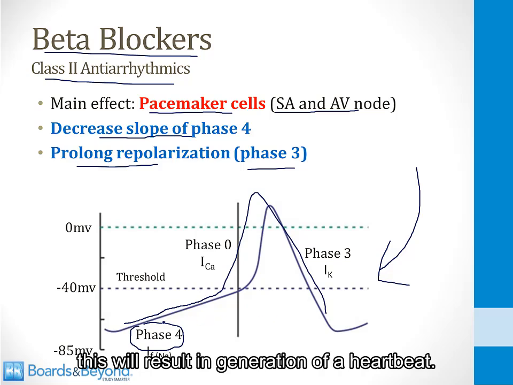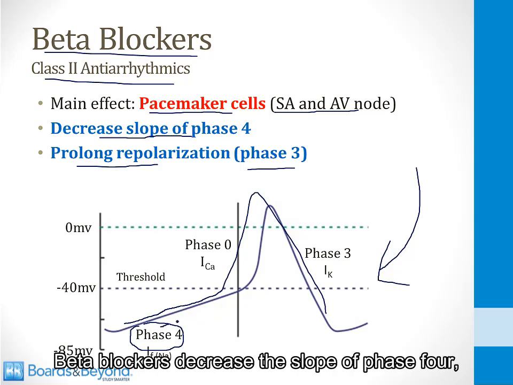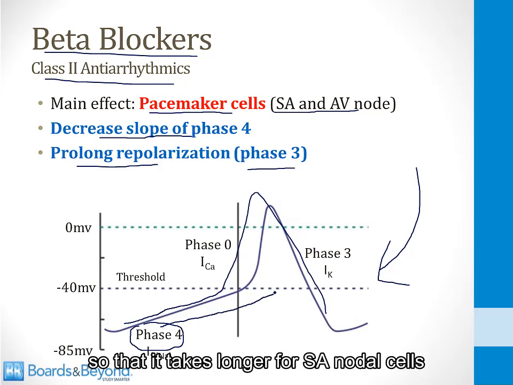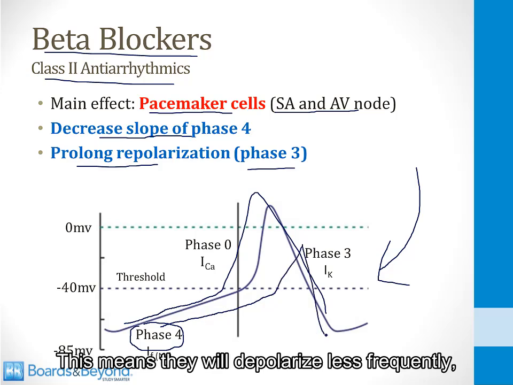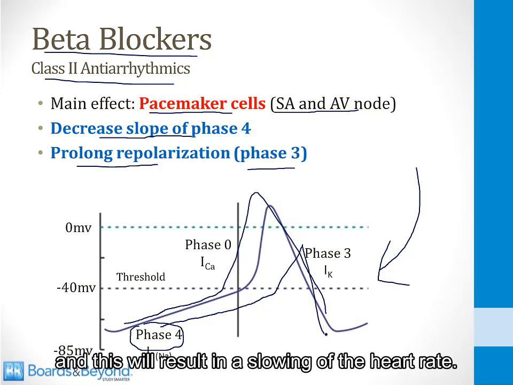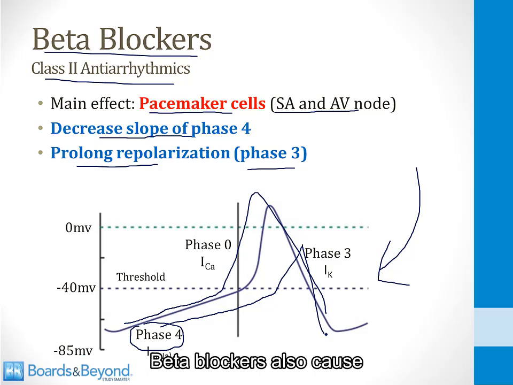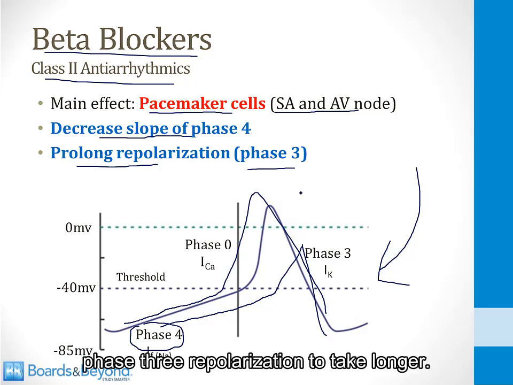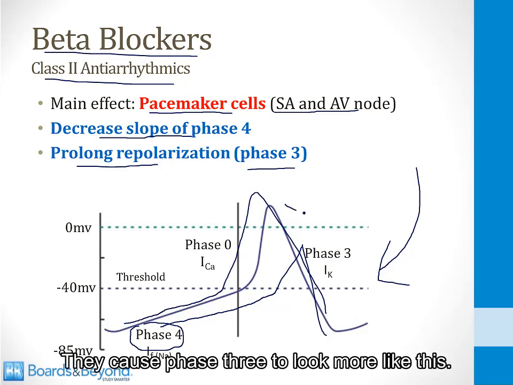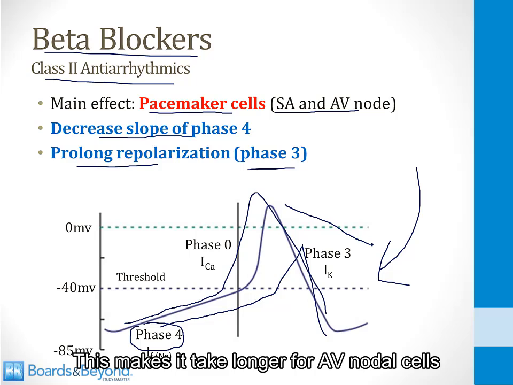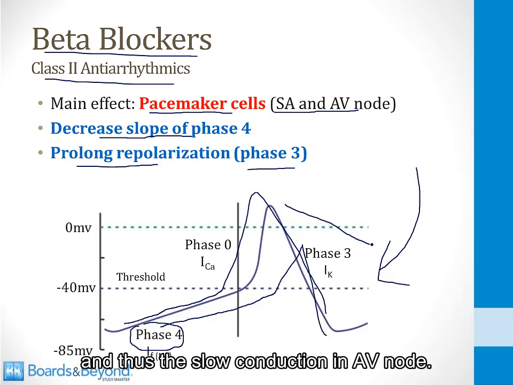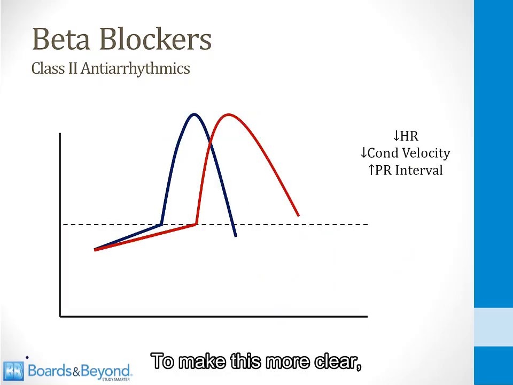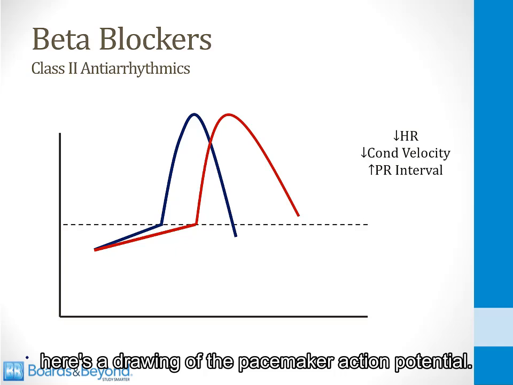of a heartbeat. Beta blockers decrease the slope of phase 4 so that it takes longer for SA nodal cells to reach -40 millivolts. This means they will depolarize less frequently, and this will result in a slowing of the heart rate. Beta blockers also cause phase 3 repolarization to take longer. They cause phase 3 to look more like this. This makes it take longer for AV nodal cells to depolarize and repolarize, and thus they slow conduction in the AV node.